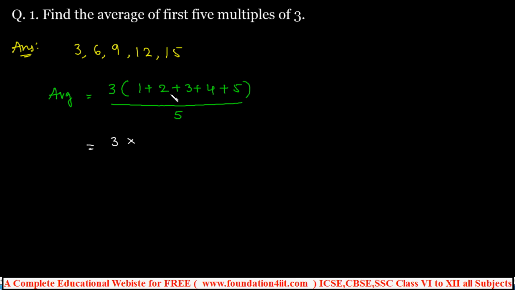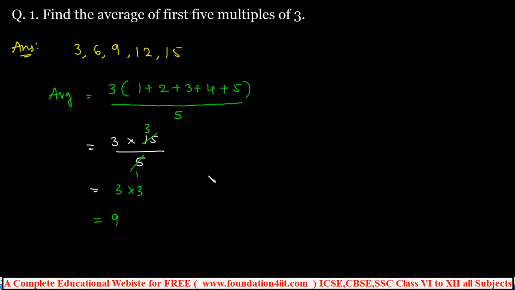1 plus 2 is 3, plus 3 is 6, 10, 15. So 15 divided by 5. Do cancellation: 5 ones are 5 and 5 into 3 is 15. So we got 3 into 3 is equal to 9. You can do the calculation orally also, instead of writing; I am just showing the technique here. If any problem asks about average, you can directly add and divide by the number of observations. This is a simple problem.